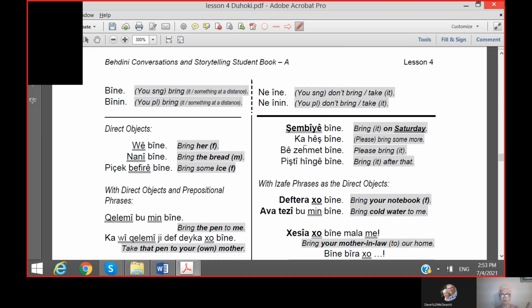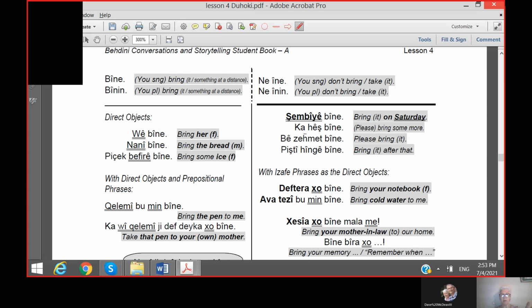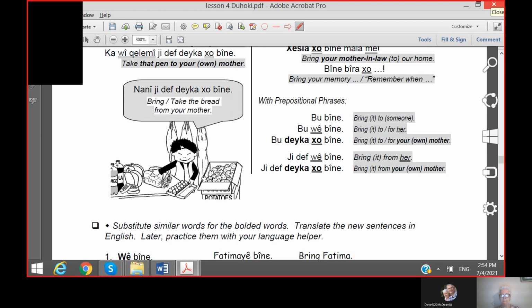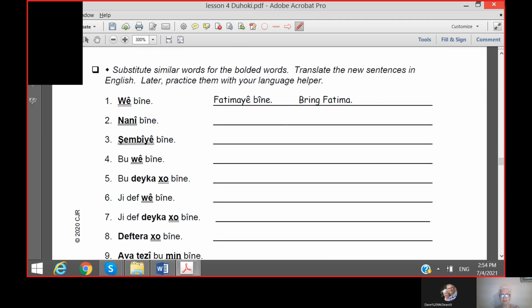So page 83, listen to these with the audio recordings, listen and repeat, and be aware of what's oblique case. Here's your oblique case ending. Here's an oblique case pronoun. Practice these with your audio recordings. And again, substitute similar words for the bolded words, translate the sentences, practice them with your language helper.